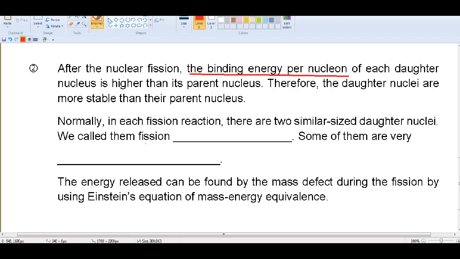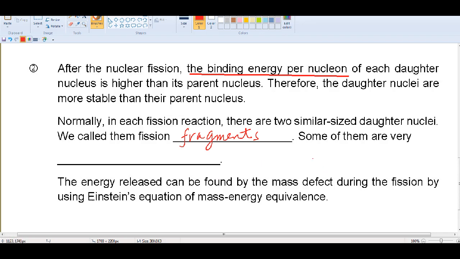Okay. Normally, in each fission reaction, there are two similar sized daughter nuclei. We call them fission what? We call them fission fragments. Fragments means when you split a heavy nucleus like uranium, you might have different types of daughter nucleus, and these are what we call fragments. Just like a bomb exploding, there are lots of fragments.